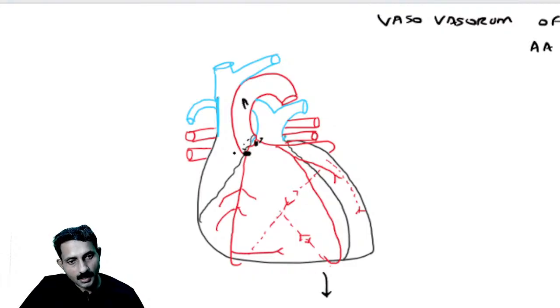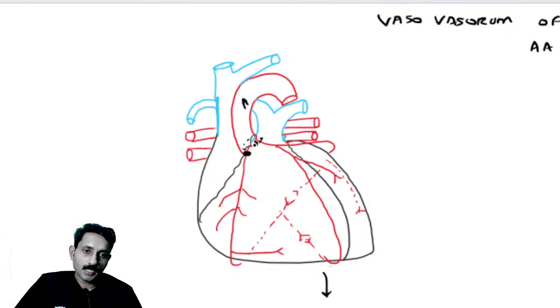Ascending aorta has an additional supply. So what is vasa vasorum? A blood vessel of a blood vessel is called vasa vasorum. It is not actually a branch. What they say is, the aorta is there, and on the side we have a blood vessel that is called vasa vasorum. So the coronary arteries are the vasa vasorum of the ascending aorta.